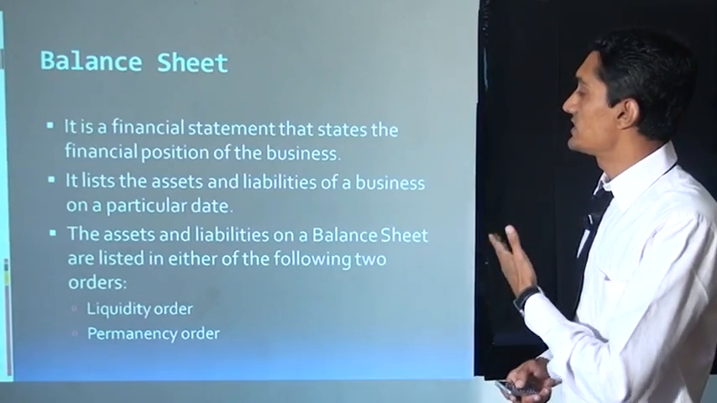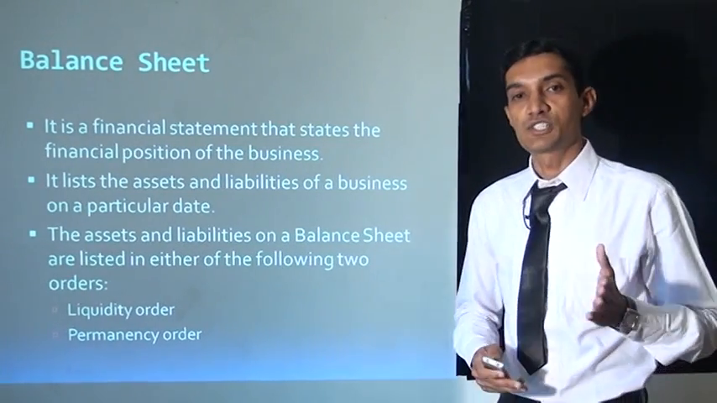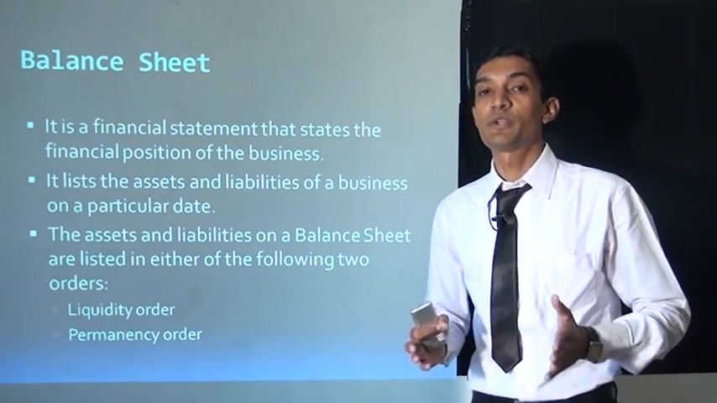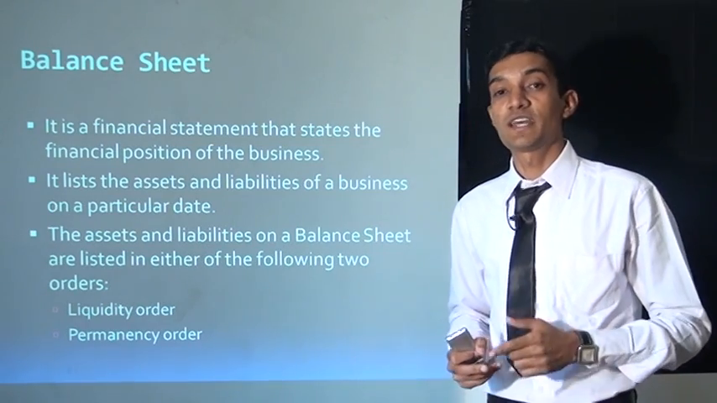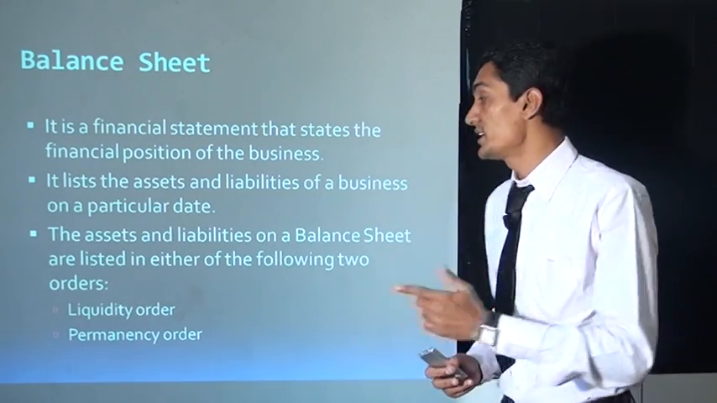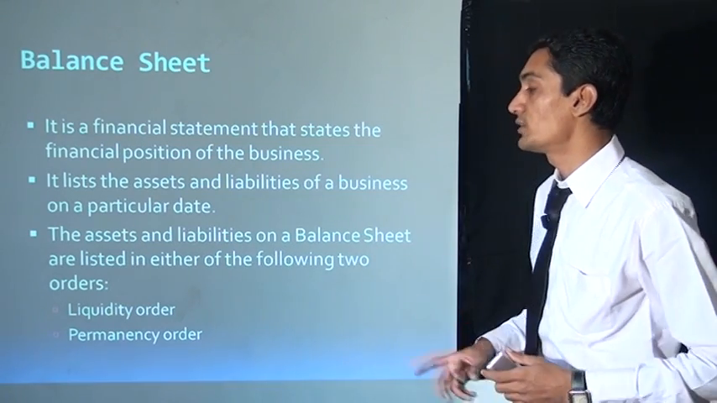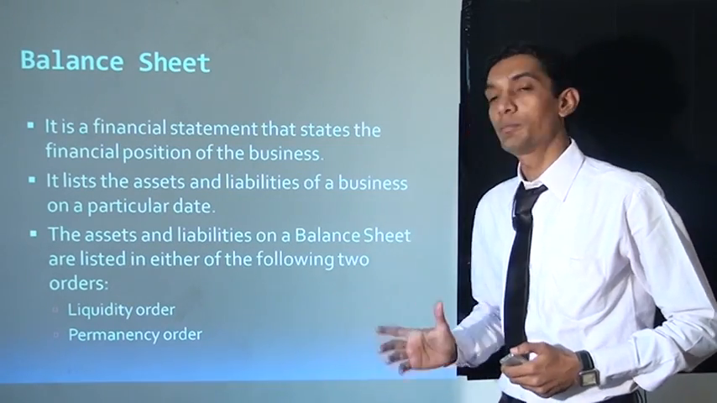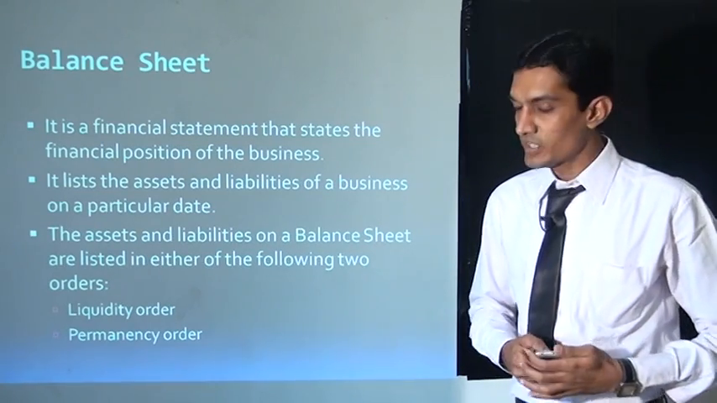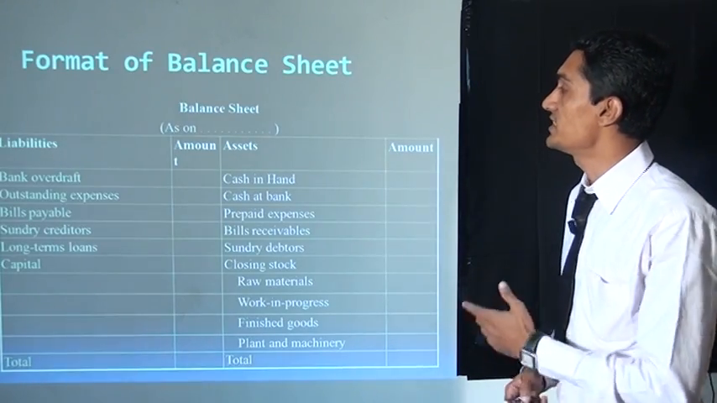It is a list of assets and liabilities of a business. There is a list. There are no debit or credit sides, but there are liabilities and assets. The assets and liabilities on the balance sheet are listed in either of the following two orders: liquidity order or permanency order. Now we are showing the format of the balance sheet.